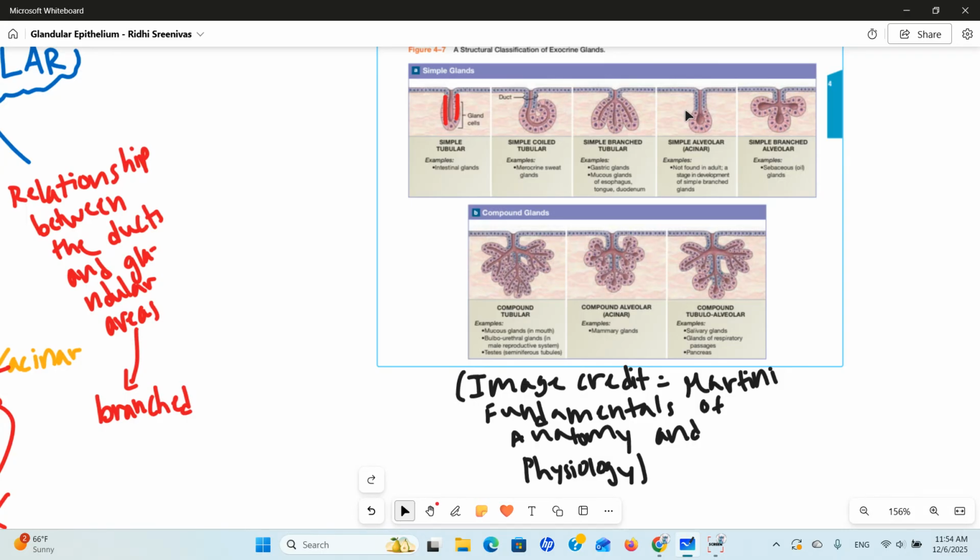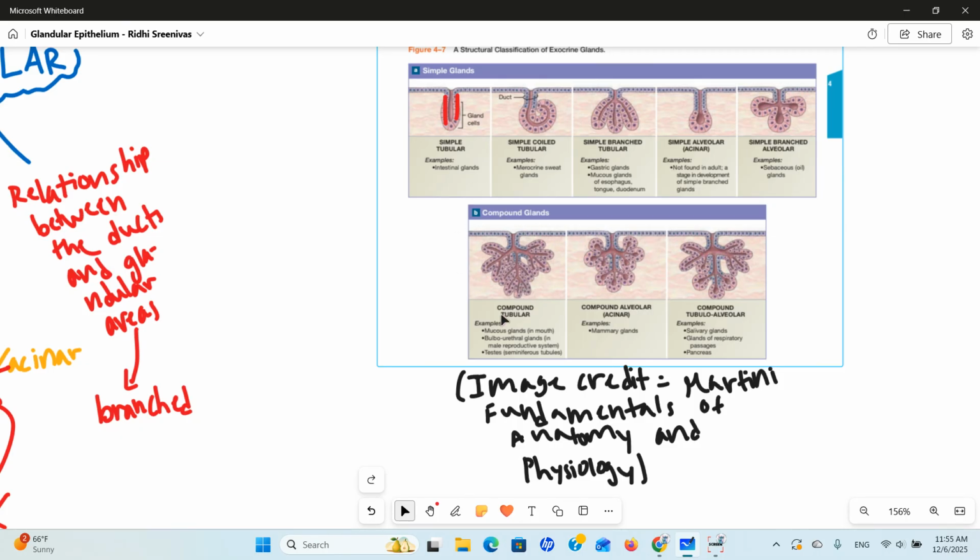Next is the simple alveolar shape, balloon shape. Then there's the branched version. And now when we move into complex glands, you may be wondering why the word branched isn't there, and that's because compound glands are already assumed to be called branched. That doesn't need to be written, because if they are compound, they already have multiple branchings, so we know they're already branched.